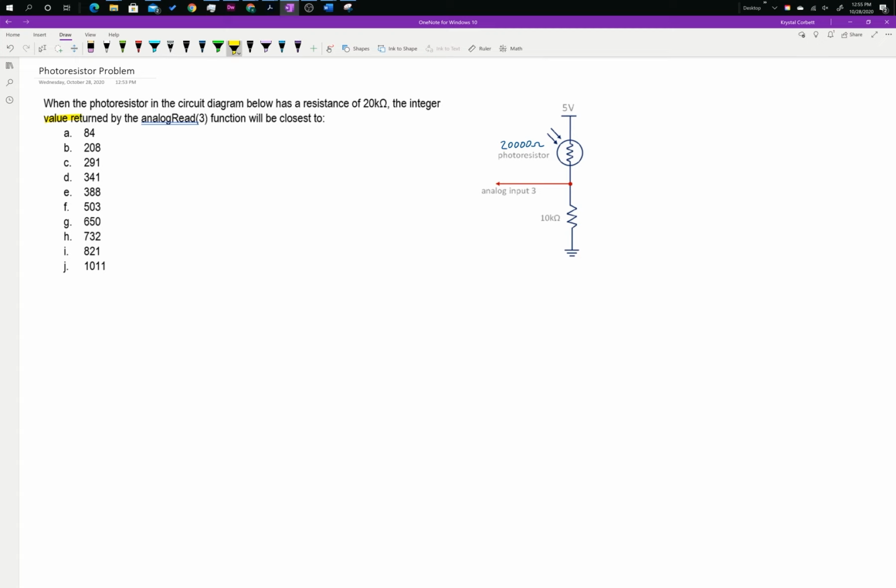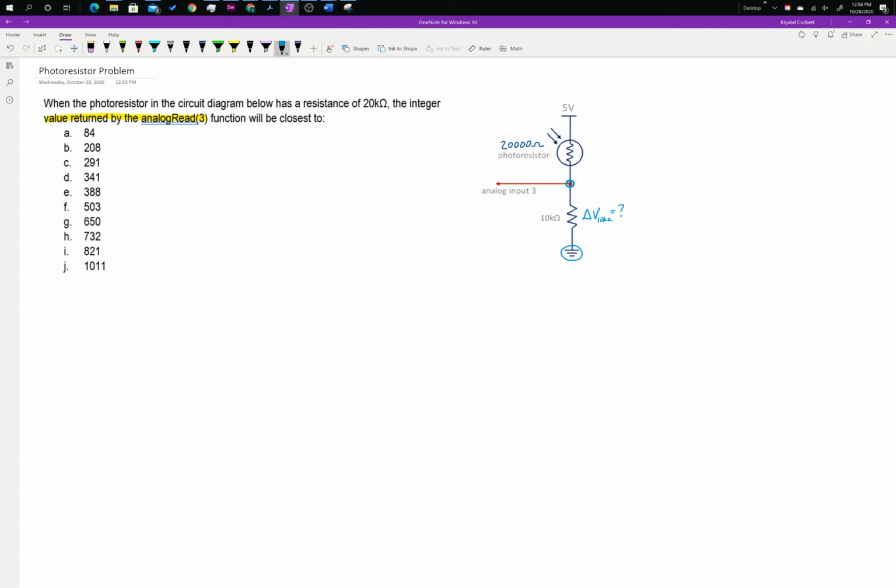Keeping in mind that we're trying to find the value returned by analogRead(3), we need to look at that circuit and identify how we can find that analog value. Remember, the analog value is analogous to the voltage drop across the components between the point where the analog pin is connected and ground. So in order to find the analog value, we need to find the voltage drop across the 10 kilo ohm resistor.